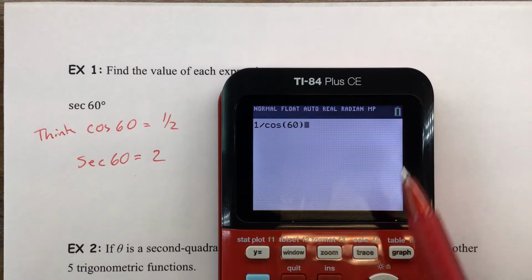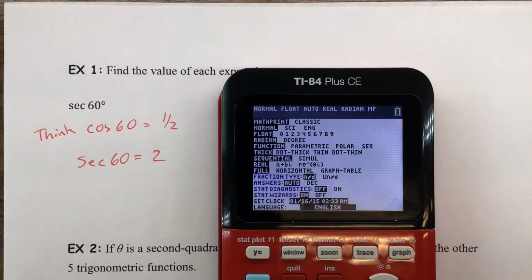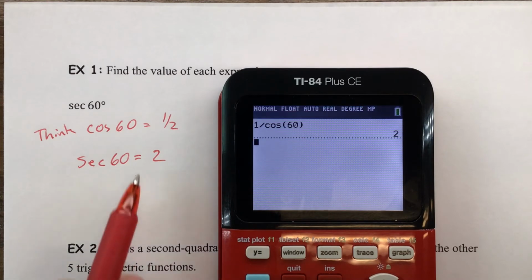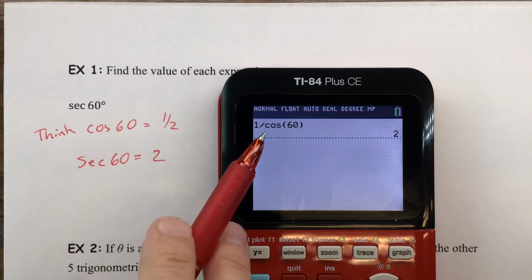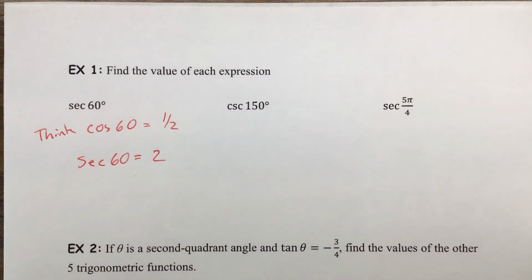Now, before I press enter, I'm going to switch that mode, because that would not work out. I need to be in degrees for this one. Okay, so I can at least type it that way. You can see that it evaluates it too. But it does it because it understands that the cosine of 60 is 1/2, and then that flips it over and gives me 2. All right, cosecant 150.